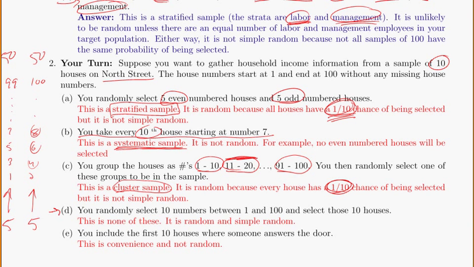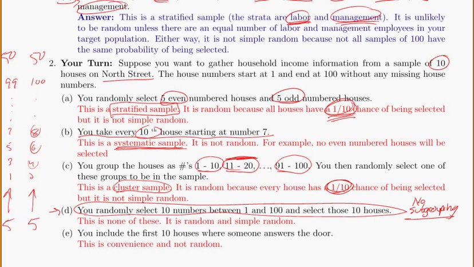So D, you randomly select 10 numbers between 1 and 100 and select those 10 houses. Notice there's no subgrouping. And that's good. That gets us going in the simple random direction. Every house has a 1 in 10 chance of being selected. No group has preference over any other group. So that is actually simple random.